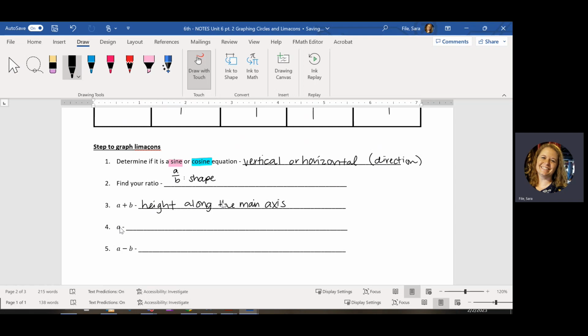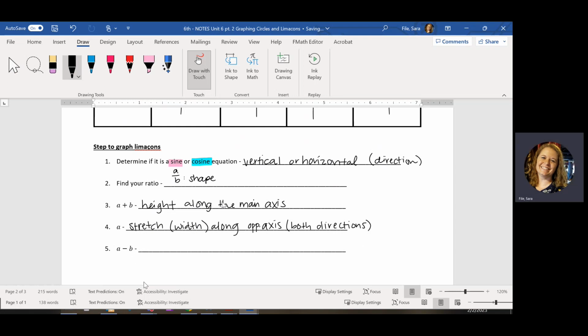Now, A in and of itself is what I'm going to call the stretch. That's how far along the opposite axis we go to get the width of the graph there at the axis. So the stretch or the width along the opposite axis. And this is in both directions. That's how far you go from the pole in both directions along the opposite axis.